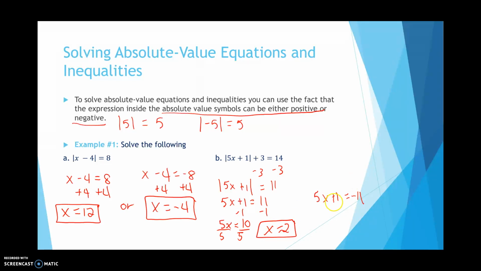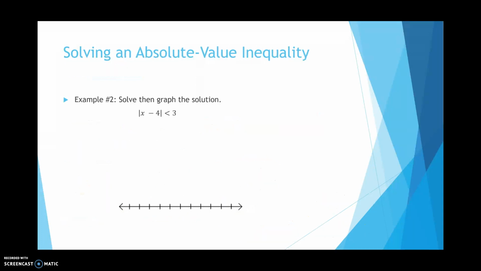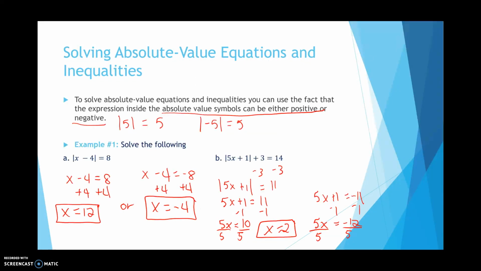If I solve the other one here, we're going to subtract 1 from both sides, and we get 5x equals -12. Divide both sides by 5, and -12 divided by 5 gives me -2.4. So x will equal -2.4, and that'll be my answer for that. So for equations, you're going to have 2 answers here.